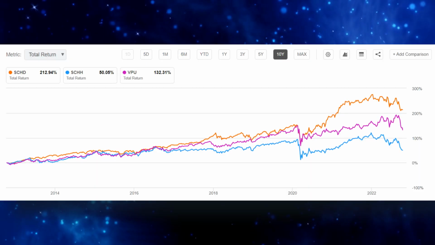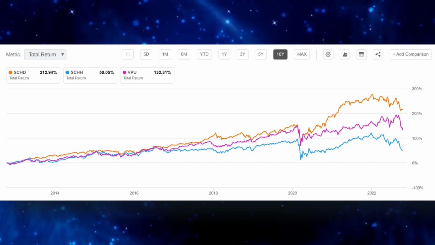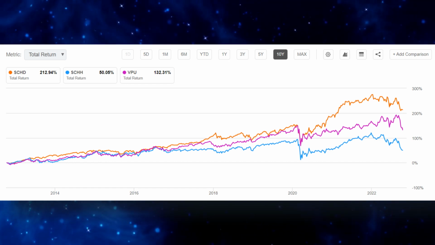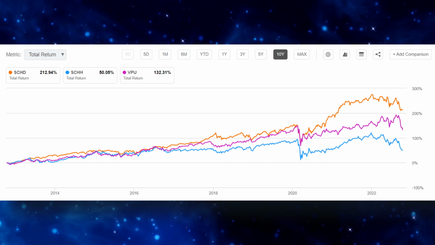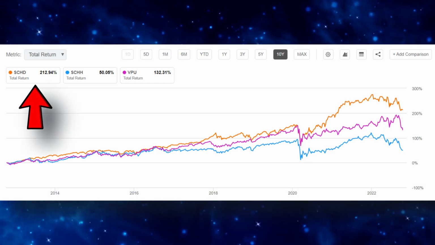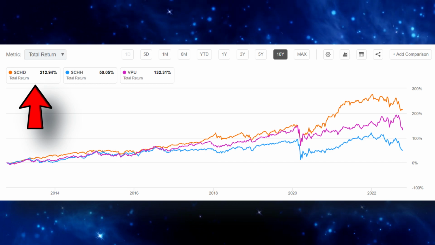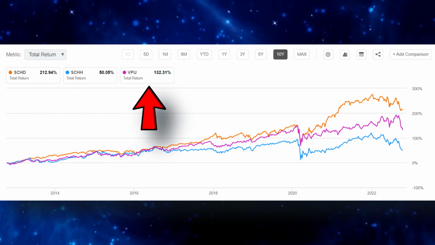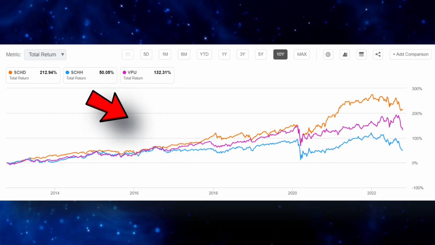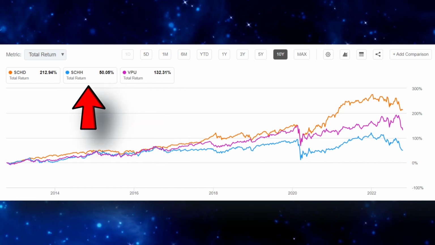Now, VPU pays every March, June, October, and December currently, and that totals $4.45 annually. And if we zoom out and look at the 10-year total return of these three ETFs, which means all distributions reinvested into the funds, we see that SCHD is far and away the winner with a 213% return, while VPU returned 132%, and SCHH a distant third at 50%.